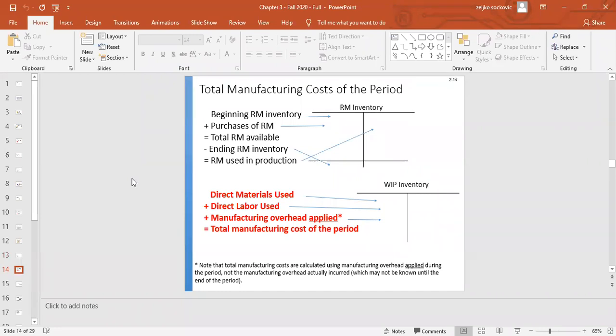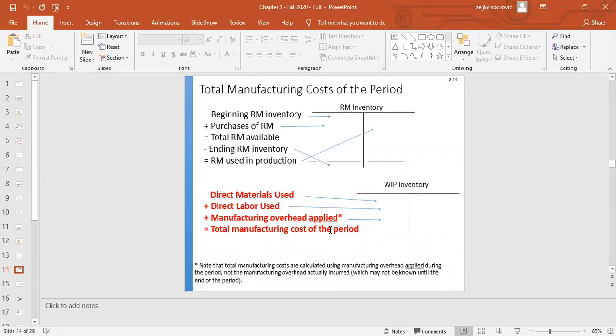Okay, this is the same thing we just discussed, just with all of these lovely arrows pointing you in the right direction. So you have a raw materials account, you have beginning inventory, you have purchases, and then you have total raw materials available minus ending inventory. This is how much you used, right? RM used in production. And we said they can be direct, they can be indirect. Direct materials used, direct labor used, manufacturing overhead applied, emphasizing applied, is total manufacturing cost of the period. Now on this slide, you don't see beginning and ending inventory for WIP, but you see just total manufacturing cost that you add in this period. It's called total manufacturing cost.